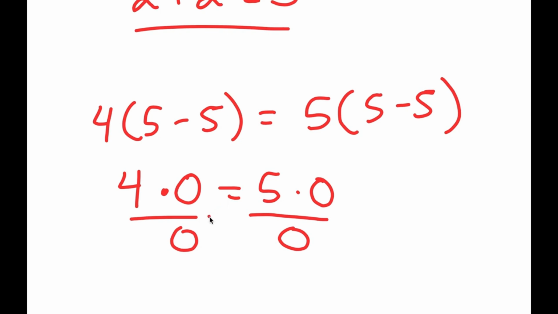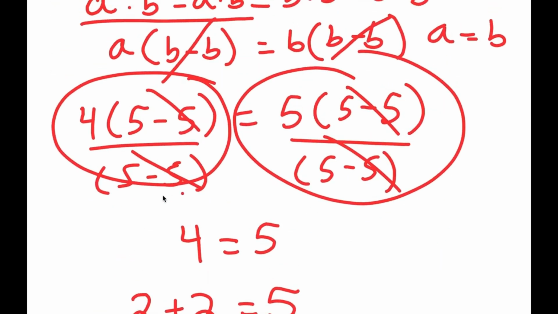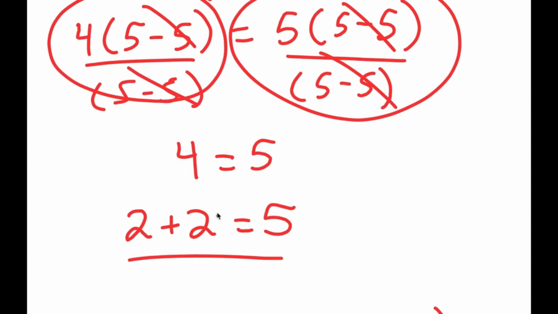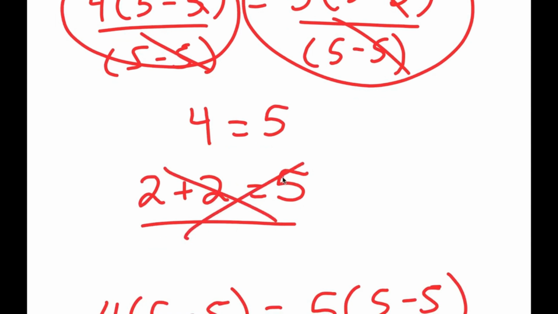So that's actually where I made the mistake when I canceled out the 5 minus 5s. I wasn't allowed to do that because that's basically dividing 0 by 0, and that is against the laws of mathematics. So this means that 2 plus 2 is not equal to 5. So, yeah.